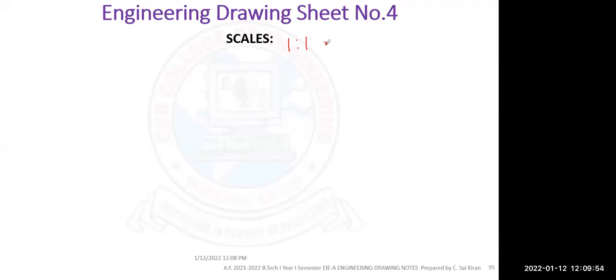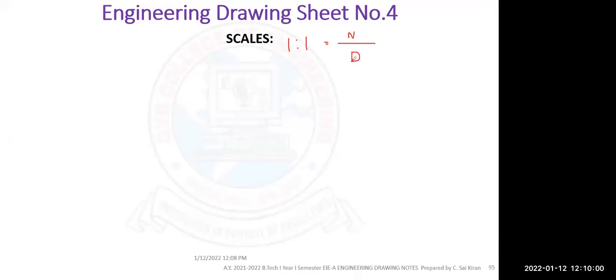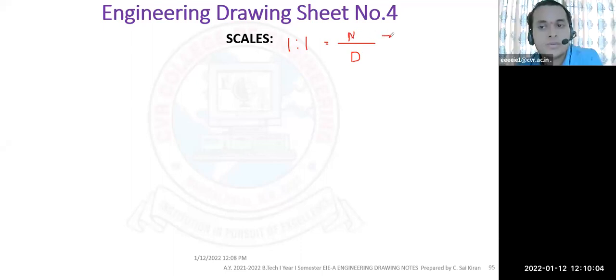So what is meant by ratio? A ratio has a numerator and a denominator. Here, what they tell in the scale is that the numerator is 1 and the denominator is 1. So why are we considering the numerator and denominator? That's the main question.